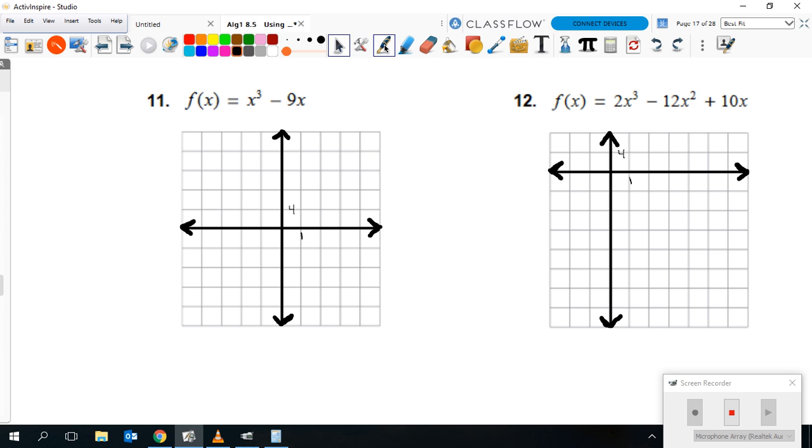So for number 11 here, we're going to factor this. We're going to factor out an x first. So f of x equals, factor out x, and now we have x squared minus 9, which is a difference of 2 squares. So f of x equals, x is still there. It's going to be x plus 3 and x minus 3.